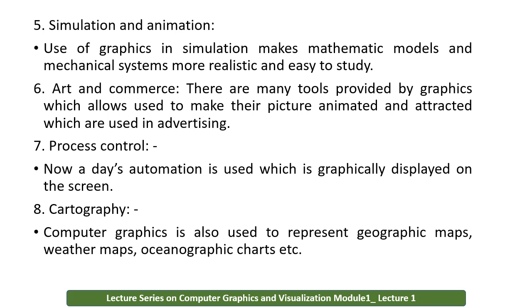Next is process control. Nowadays automation is used with graphical displays on the screen. Whatever process automation happens in the computer can be controlled, and all the processes will be controlled using computer graphics.